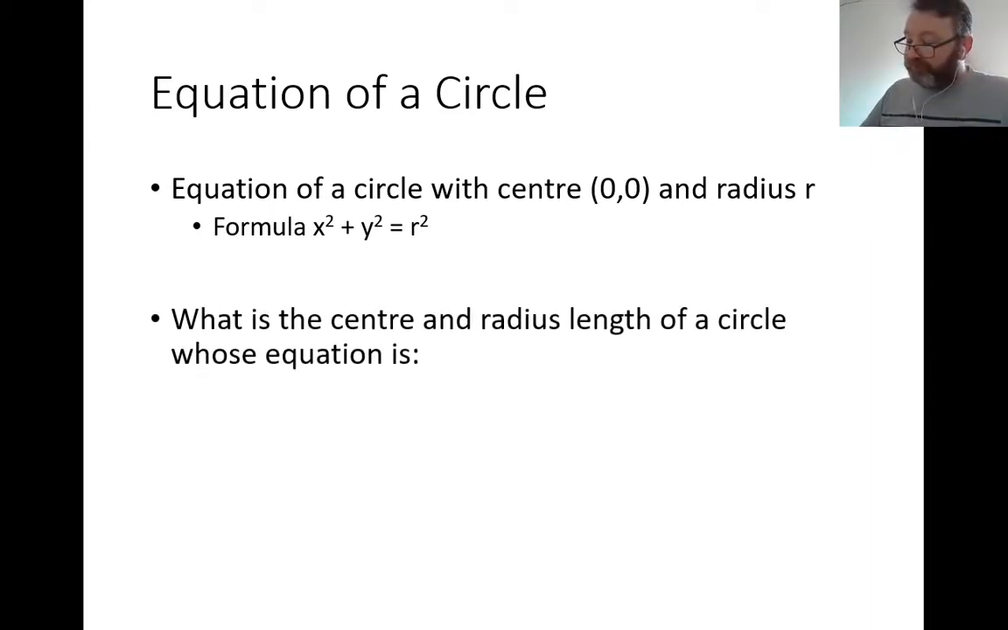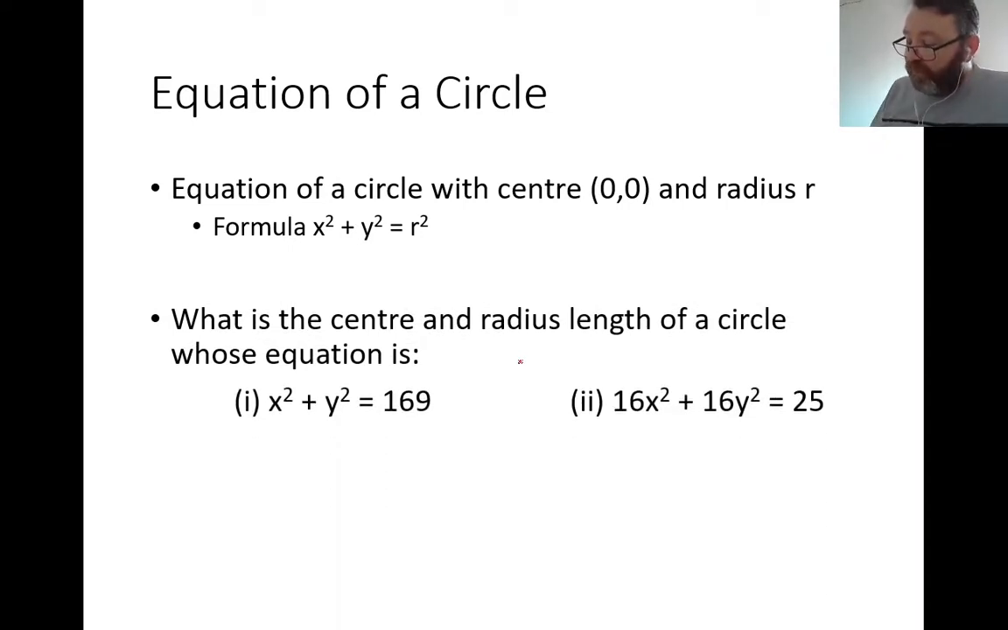Okay, so let's take an example like this one. What is the center and the radius length of a circle whose equation is x squared plus y squared equals 169, and then 16x squared plus 16y squared equals 25. Okay, they're giving you the equation. Now you have three equations to pull from. Is it the one where the centre is at 0, 0? Is it the one where the centre is at h, k? And is it the one where the centre is masked by 2gx and 2fy? Well, in this case, x squared and y squared have no adjustments. There's no mention of h and k, there's no mention of g and f, so straight away the centre will be equal to 0, 0.